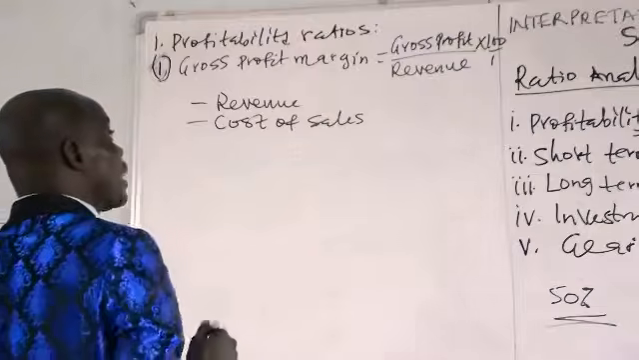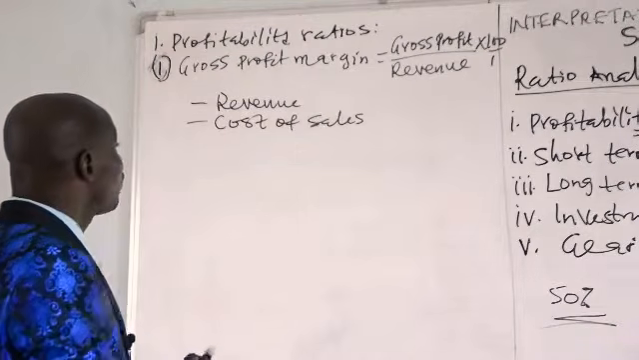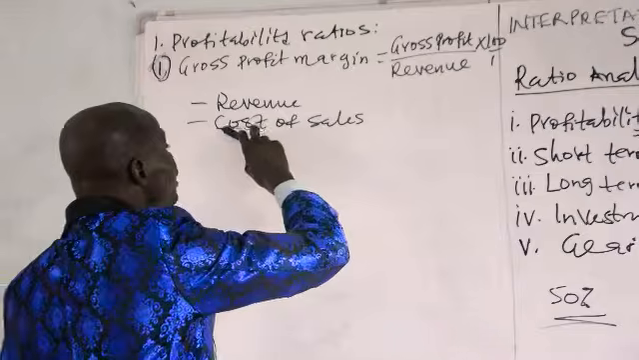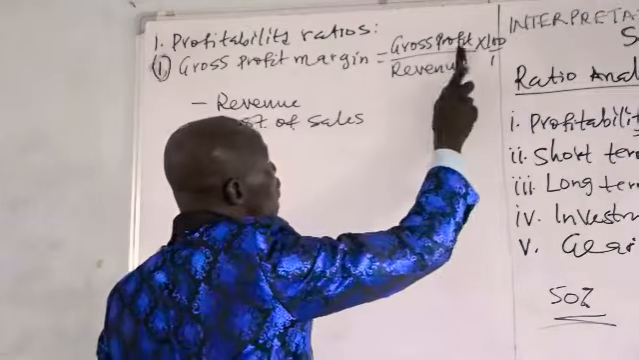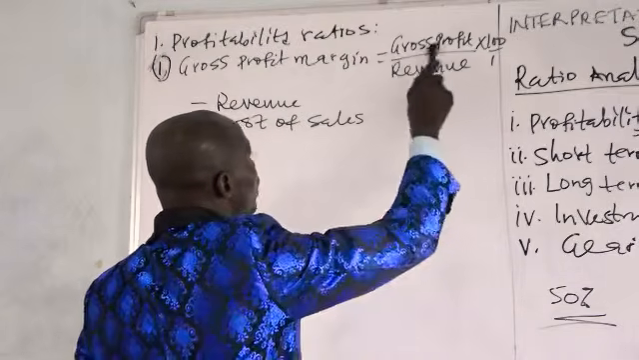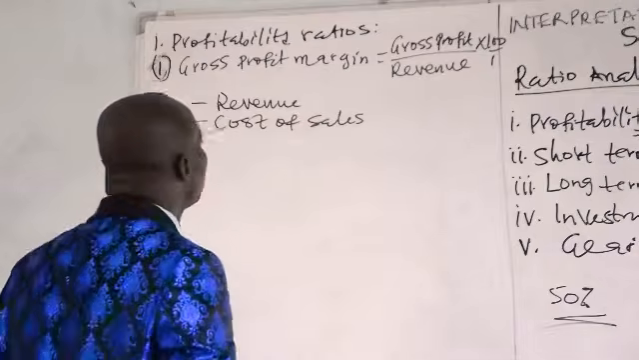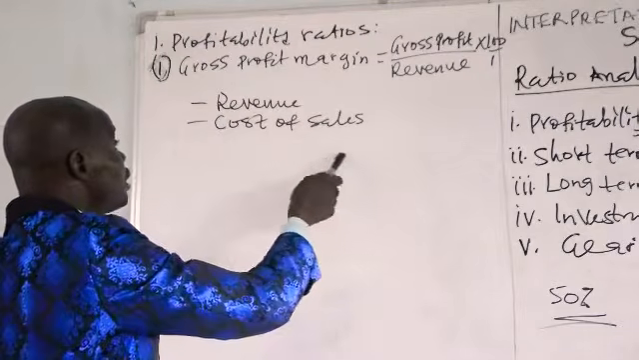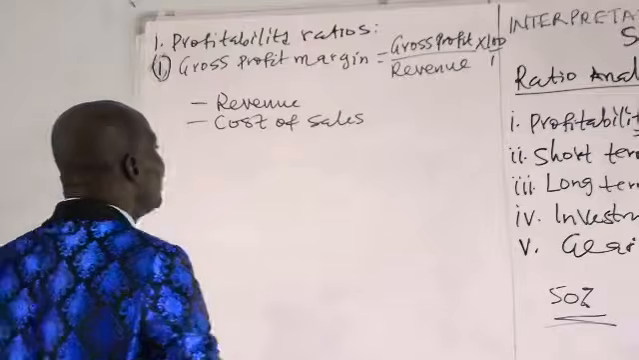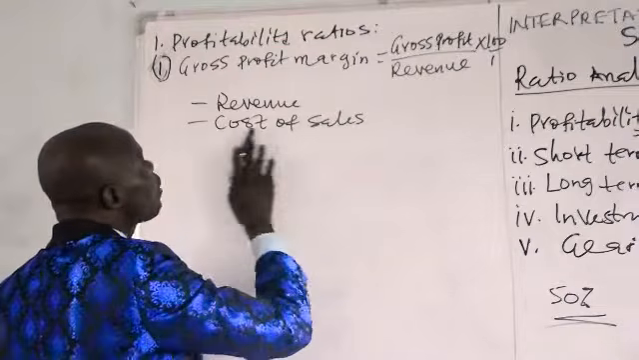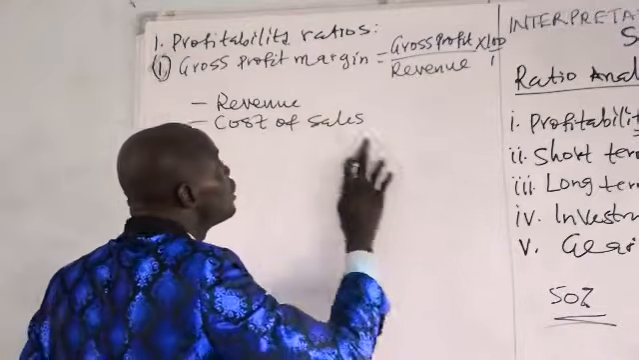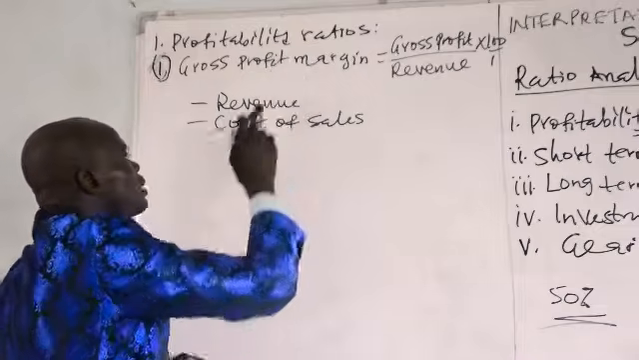And your revenue is part of your gross profit. Your cost of sales is one of the variables. When your cost of sales increases, your gross profit will fall. Then there are a number of variables that equally make up your cost of sales, which you ought to look into in interpreting your gross profit margin.